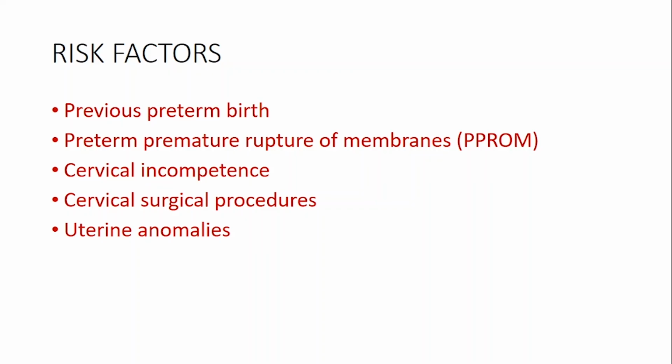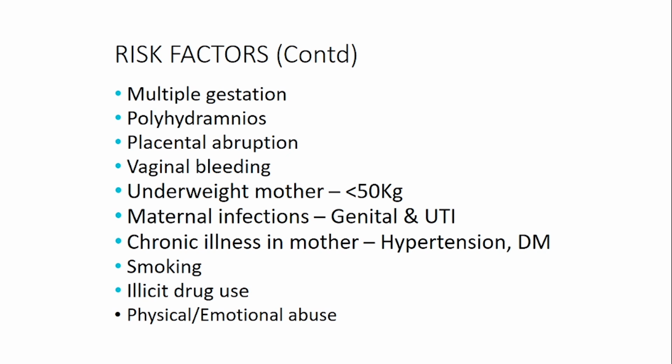What are the risk factors here? The risk factors that predispose a woman to subsequent preterm labor are previous preterm deliveries, preterm premature rupture of fetal membranes, cervical incompetence, cervical surgery, or even uterine anomalies. Other risk factors include multiple gestation, polyhydramnios, placental abruption, and vaginal bleeding at any time during the index pregnancy.